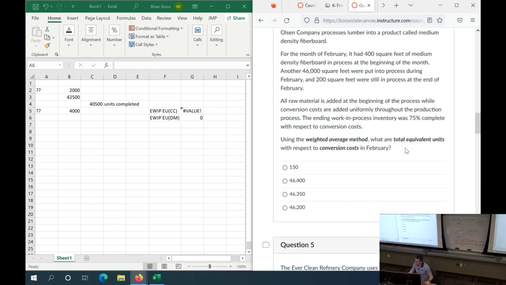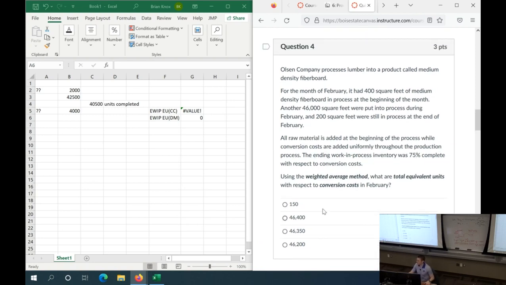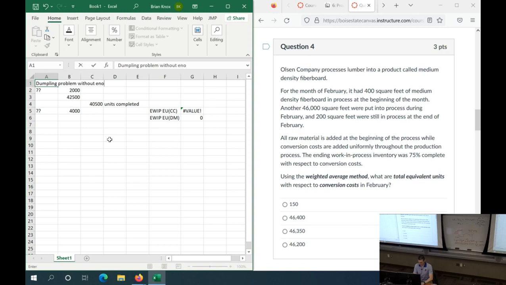Okay, now this one looks like it has enough information, I think. Yeah. And there's no option for it not to be enough information. So let's go with this one. All right, so call this dumpling problem without enough info.